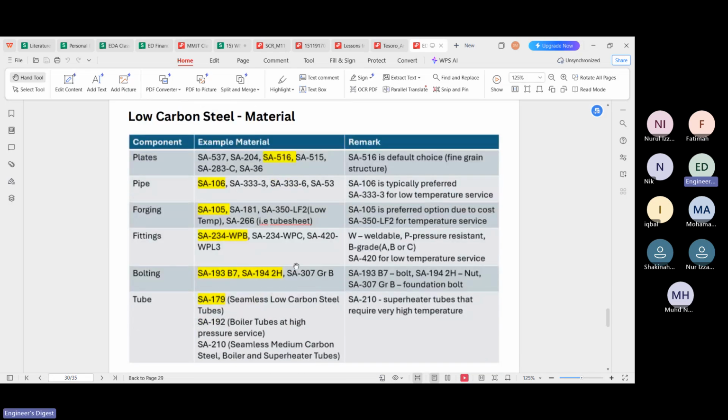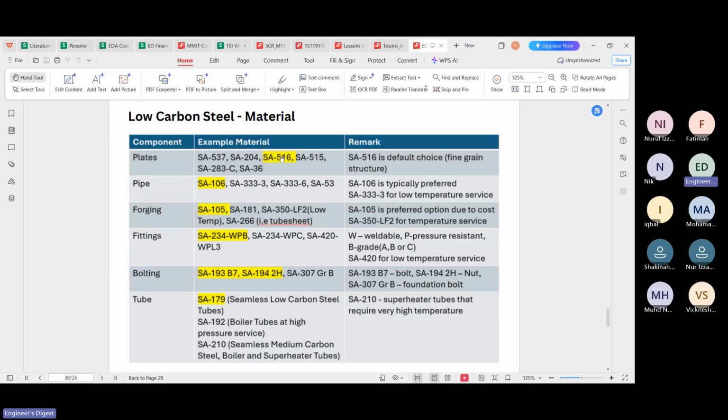Okay, this is your typical material for plate, pipe, forging, fitting, bolting, tube: 516, 106, 105, 234, 193, 194, and 179. For low temperature, we'll change. For low temperature, 516 is still okay.